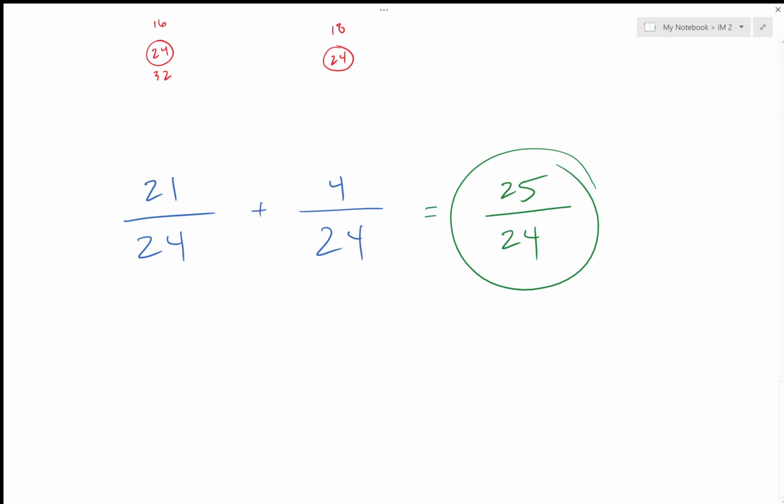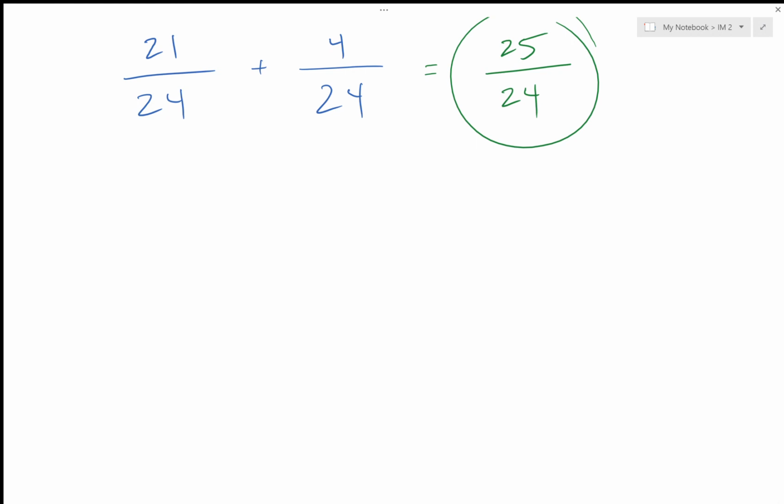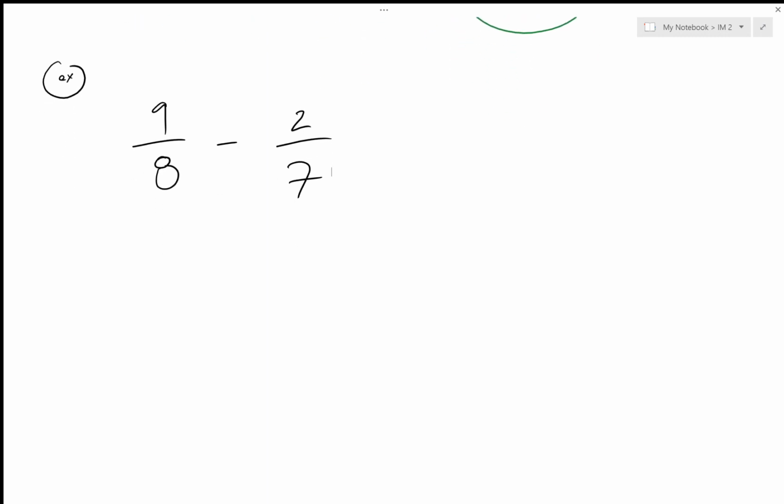Now we can do the same thing if this turns into subtraction. Okay. Now we didn't really talk about it earlier, but we can do subtraction problems. It's the same thing as addition, just with a minus sign. So let's say we had 9 over 8 minus 2 over 7. Whether it's adding or subtracting, you still need common denominator. So you just work it the same, but we're going to subtract numbers later on.